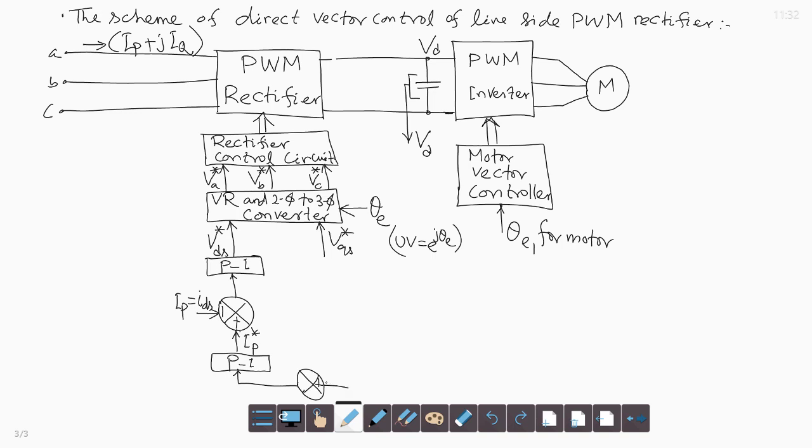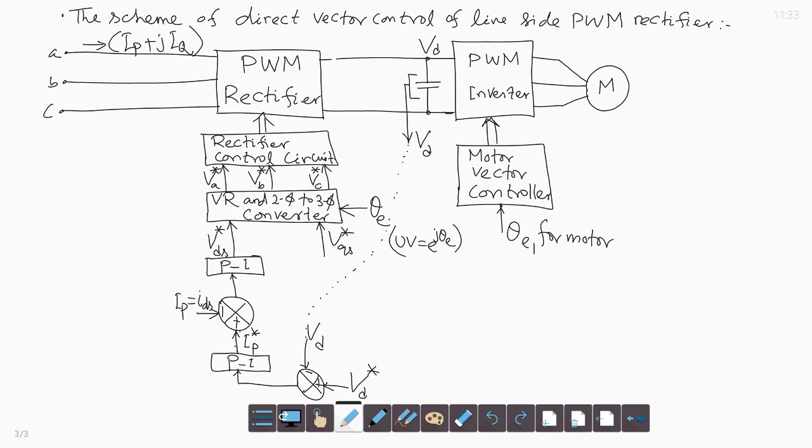Here we have the DC link voltage command value, the reference value Vd star, then Vd is taken as feedback, and the error goes through a PI controller to generate IP star. The DC link voltage error generates the command value of the active component of the current, IP star, as you see here, and the actual IP is subtracted, and the IP error generates VDC star through a PI controller.